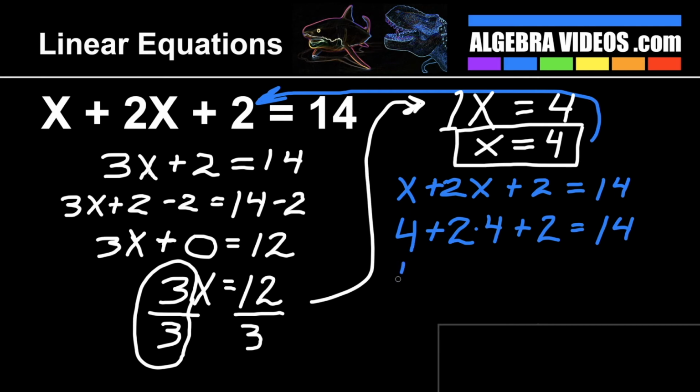And now let's simplify. On the left side, we've got 4 plus 2 times 4. We're doing our multiplication and division first, right? So 2 times 4 is 8, plus 2, just bringing down the 2, and that equals 14. No change on the right side. So now we can simplify this left side. 4 plus 8 plus 2. What is that? 4 plus 8 plus 2 is 14. And that equals, on the right side, just bringing down the 14.